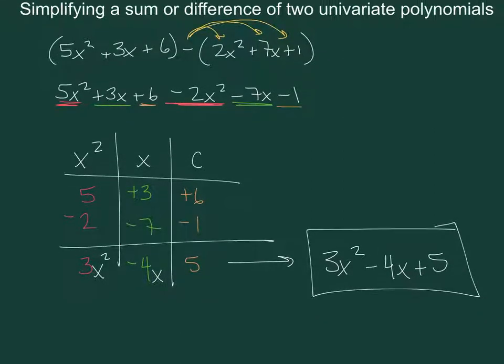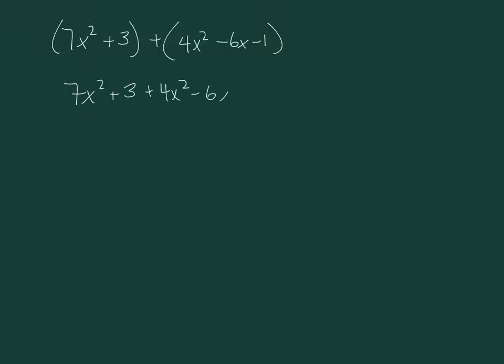So if I were to look at another one, let me just grab one real fast. So this one is going to be (7x squared plus 3) plus (4x squared minus 6x minus 1). Now the wonderful thing about having a plus sign right here is that there's really no distribution that needs to happen, because whatever's inside this parenthesis is going to keep its signs since you have a positive sitting out front here. So all we do is we eliminate the parentheses: 7x squared plus 3 plus 4x squared minus 6x minus 1.